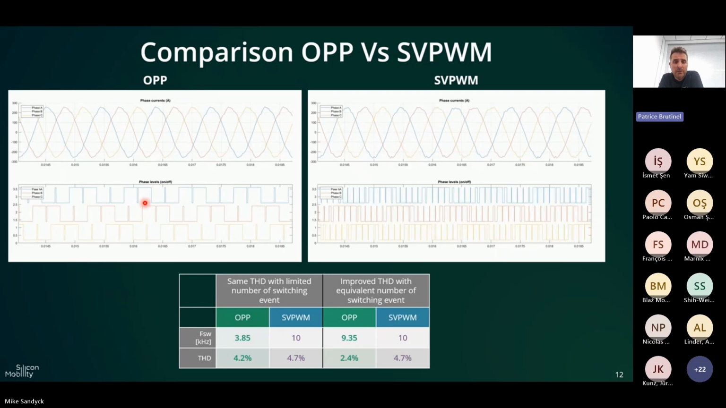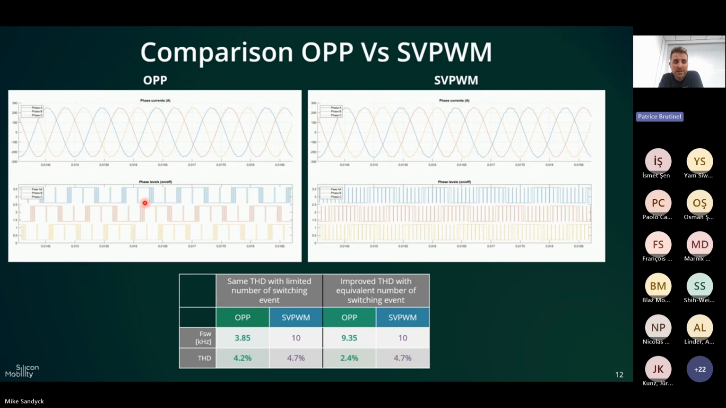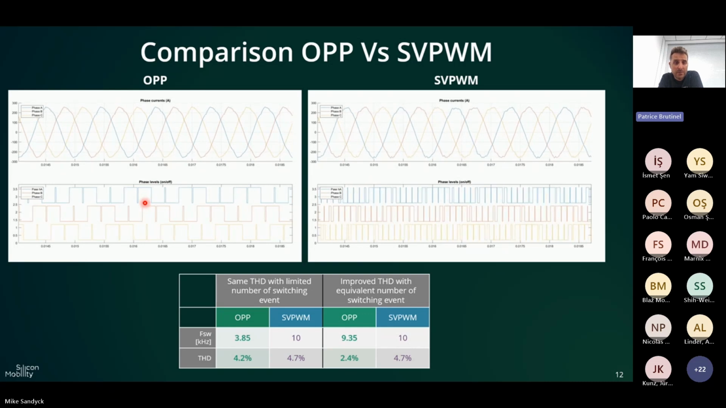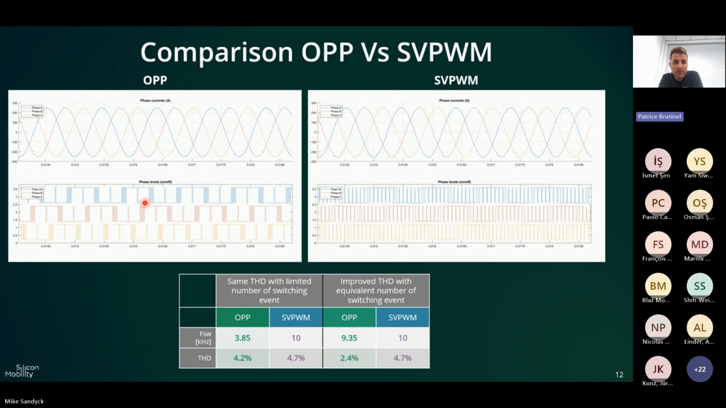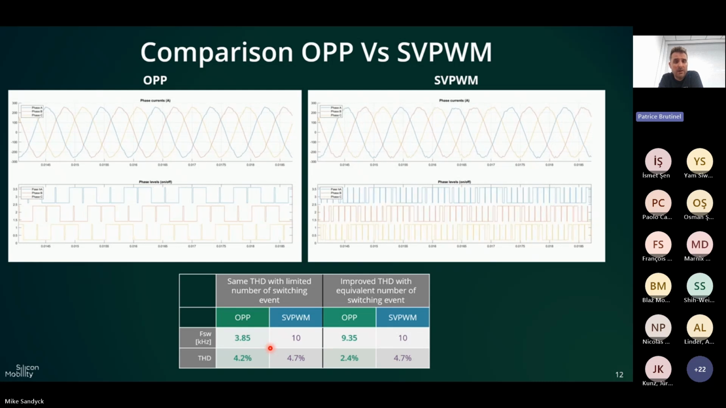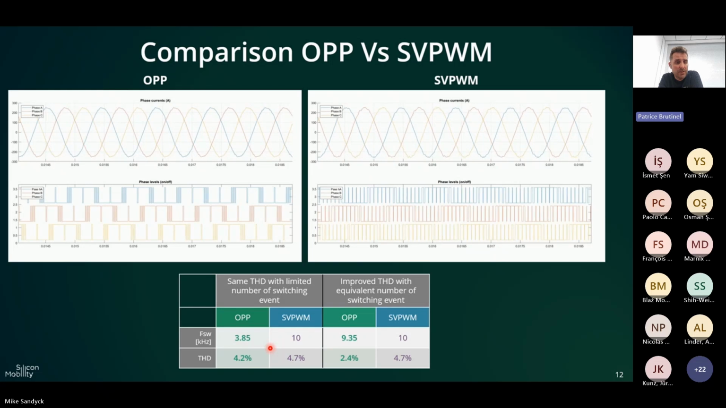Here, what we simply demonstrate is the ability to drastically reduce the switching with the OPP compared to the SVPWM, while improving the quality of the signal. So we reduce the switching, and consequently directly reduce the inverter switching losses, as well as improve the quality of the signal. We improve the THD of the phase current signal, allowing us to also push the performance of the electric machine. So we reduce the losses at the inverter and at the electric machine level.